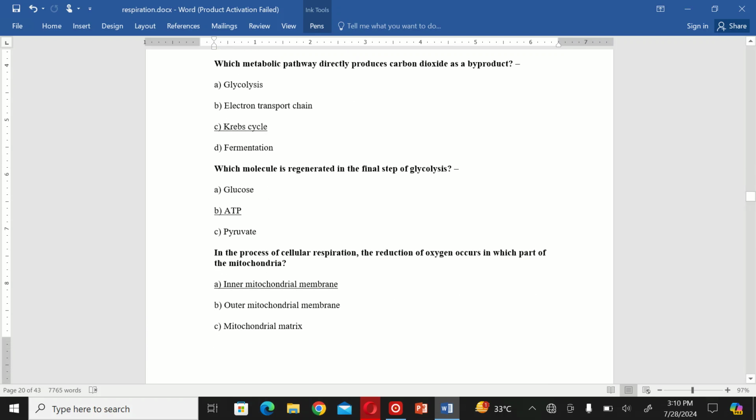Which metabolic pathway directly produces carbon dioxide as a byproduct? A. Glycolysis. B. Electron transport chain. C. Krebs cycle. D. Fermentation. So the correct option is C.